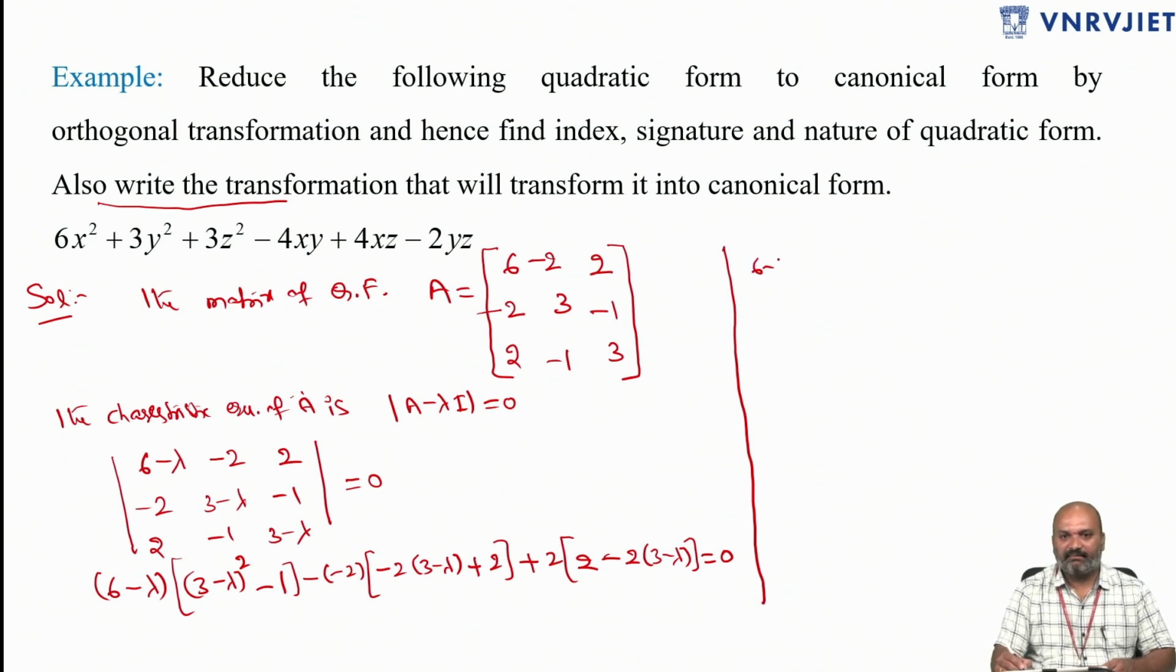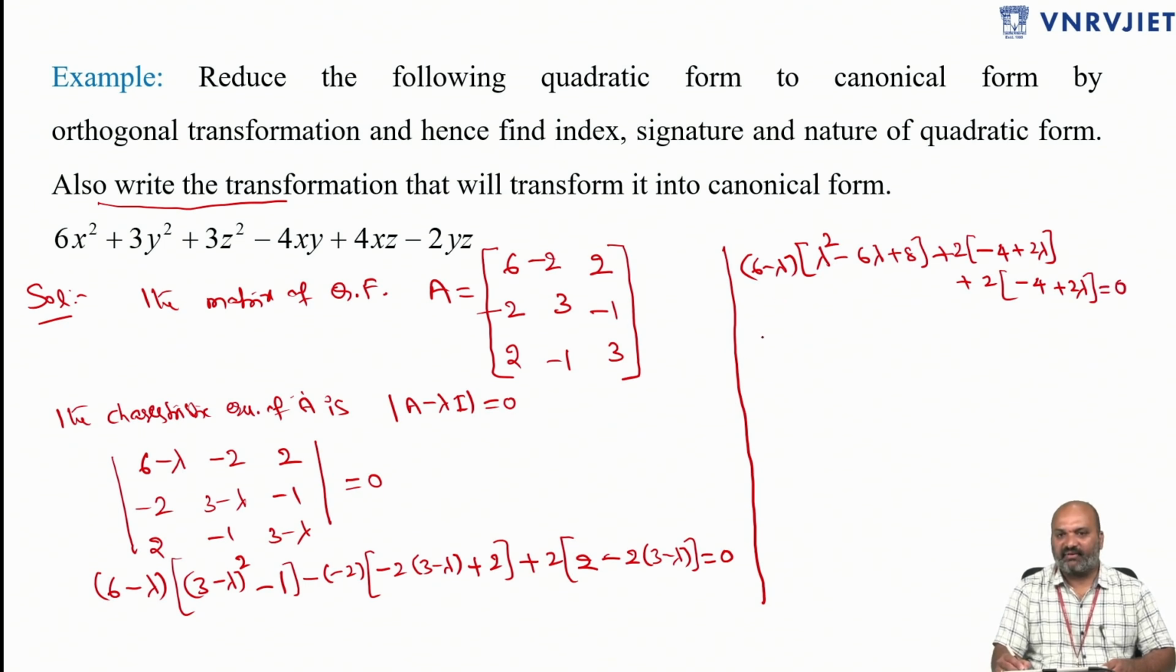See, 6 minus lambda into, it is lambda square, A minus B whole square, lambda square minus 6 lambda plus 9 minus 1, it is plus 8. Next, minus into minus plus 2. Minus 2 into 3 minus lambda, minus 6 plus 2, minus 4. And minus 2 into minus lambda, plus 2 lambda. Next, plus 2 into, it is 2 minus 6, again minus 4. And minus 2 into minus, plus 2 lambda is equal to 0.